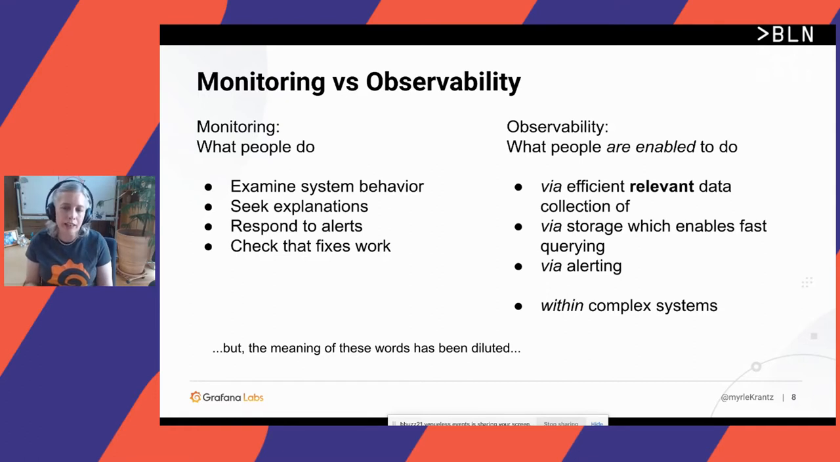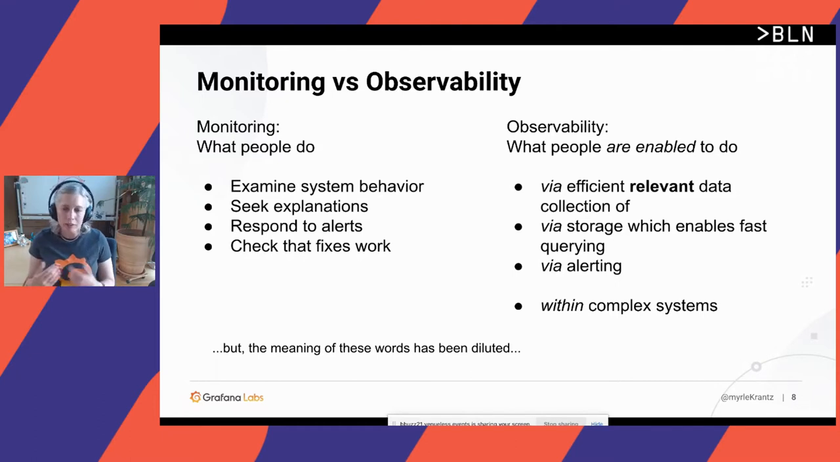In order to do that, people need to be enabled to do that via efficient and relevant data collection. They need to be able to store the data in a way that enables fast querying. They need alerting. But they need that not within simple systems, because monitoring a simple system is simple. You don't need a big system for that. They need it within complex systems.